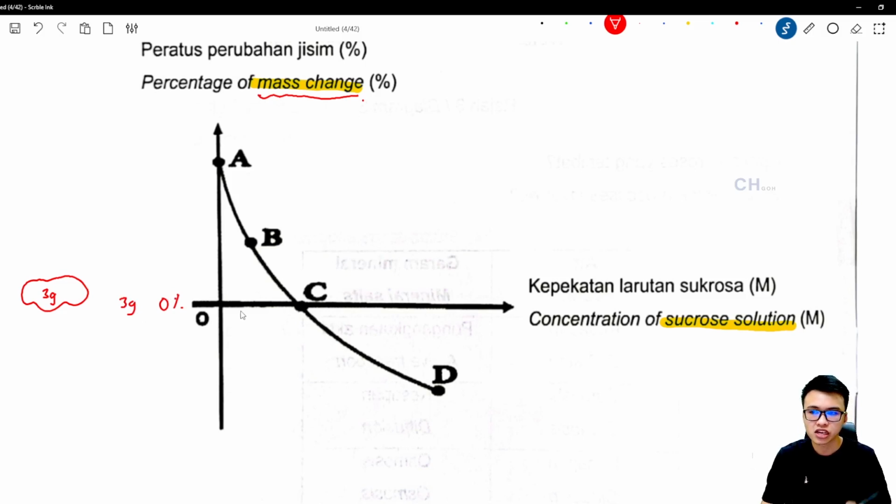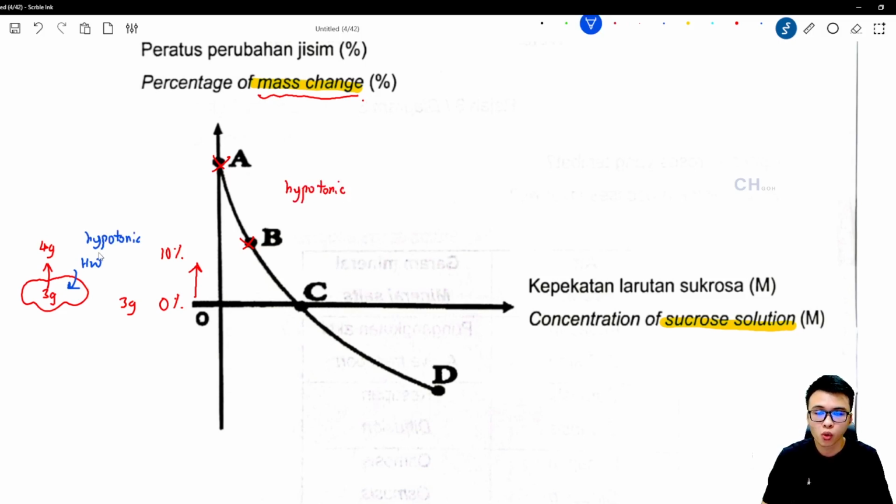So let's say if we pump water into the cell, then the cell might increase in mass to 4 grams. Then it should be somewhere above the horizontal line at the x-axis. Am I right? So let's say this is a positive 10% change, a 10% gain of the mass. So it will be A and B. And the solution is hypotonic.